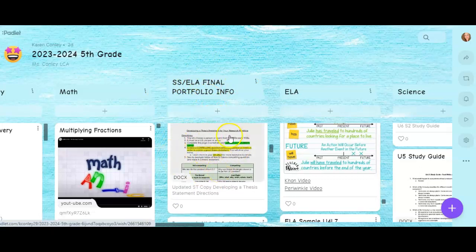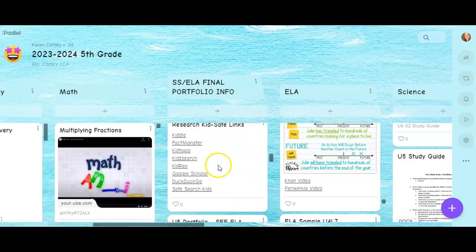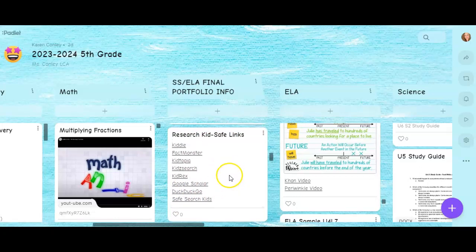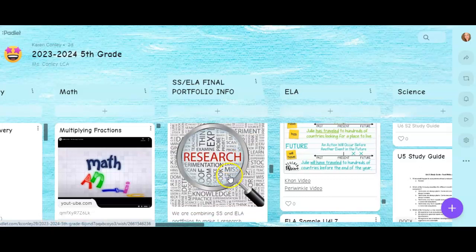So we just went over this part right here, okay? We just did this together. Okay, and then I have research places right here that are safe for kids. Use them, please. I'm going to tell you, well, it's not on here though. Ducksters is really good too. So I'll add that one on there.